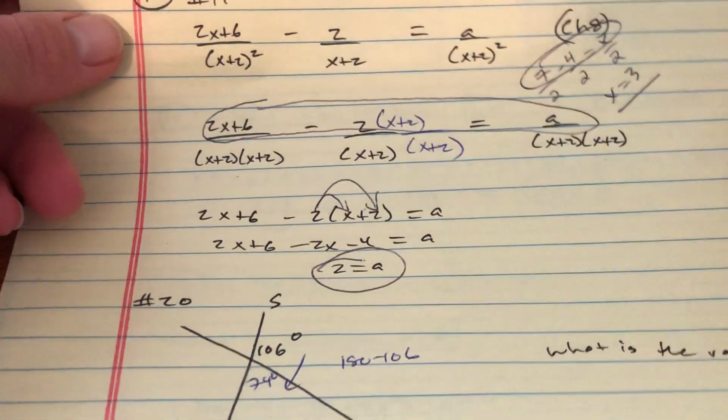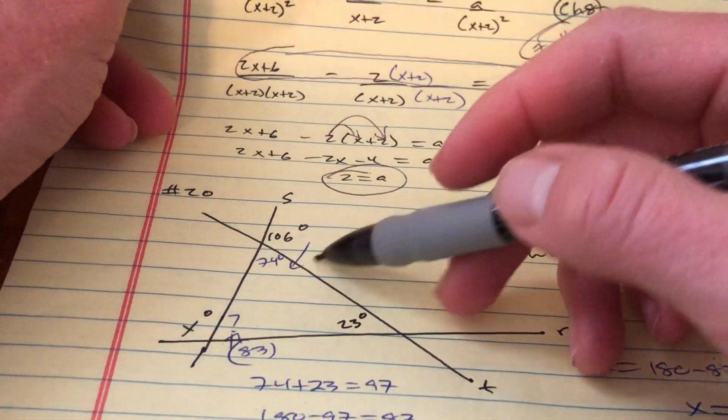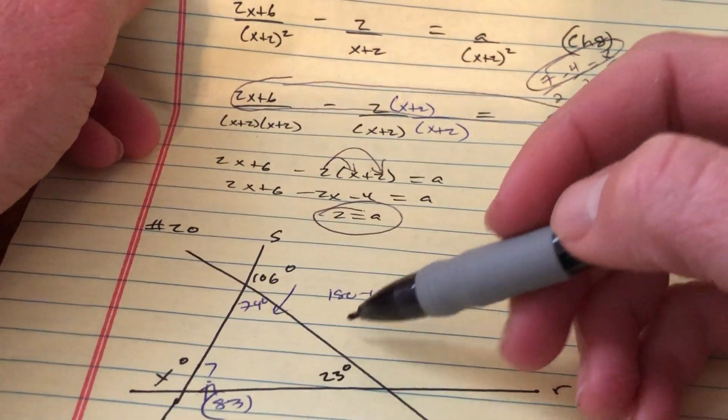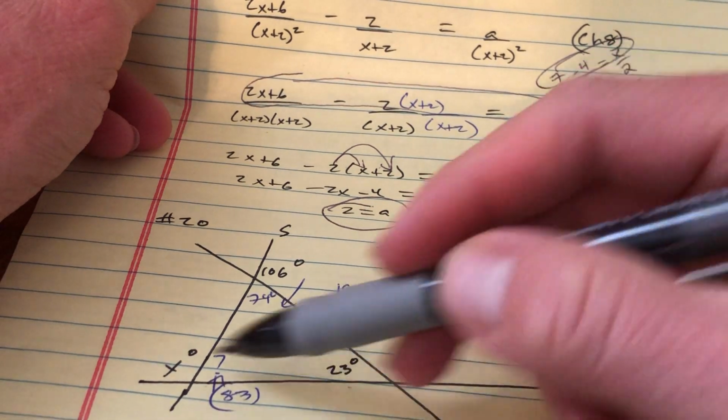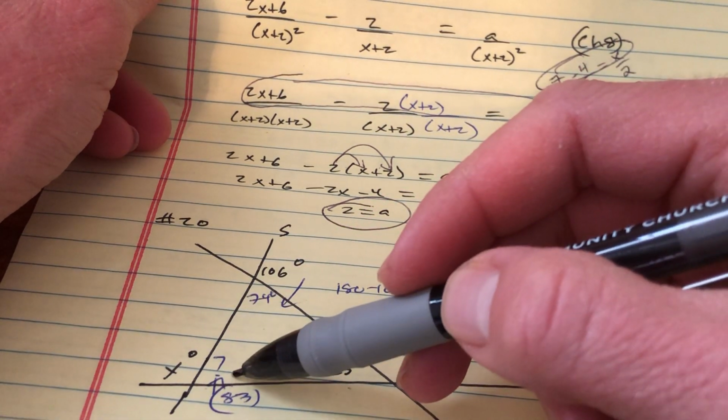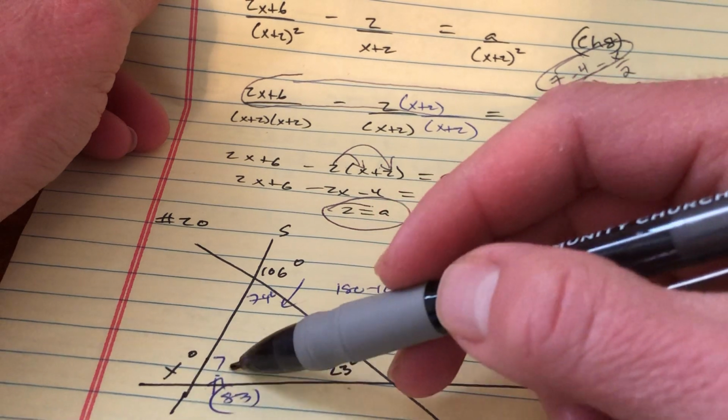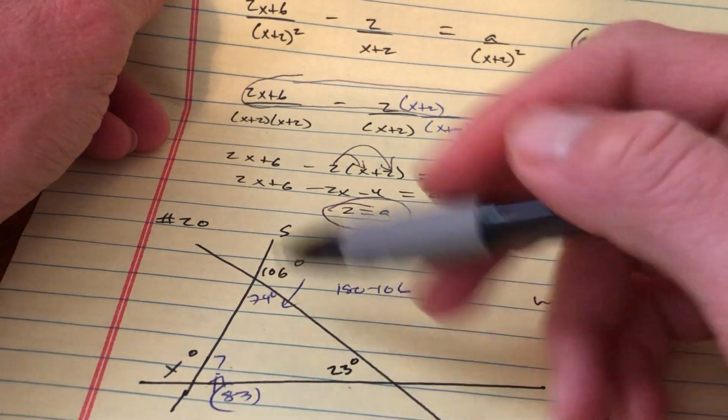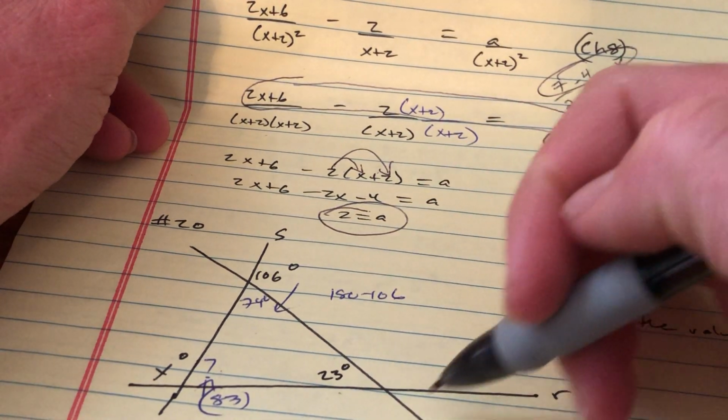All right, folks, on number 20, what do we have here? We have this triangle. They want us to solve for x. If I know what this angle is, I can do 180 minus whatever this angle is. Nothing is parallel. They didn't tell us that. They're not; they intersect.